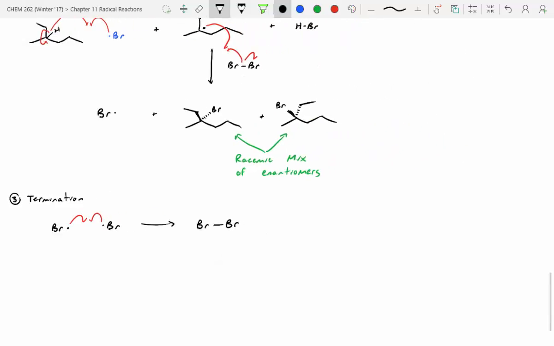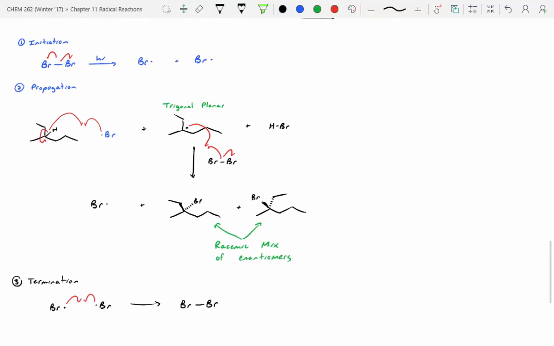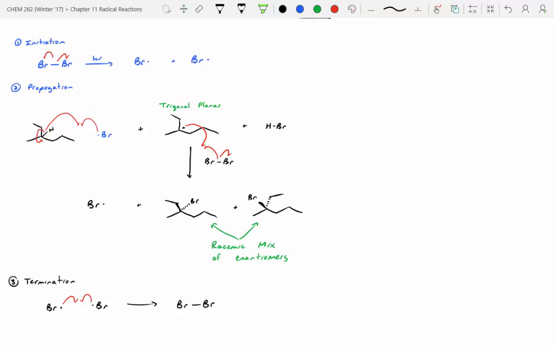So really, it's important to remember that if you're forming a new stereocenter, you need to consider the fact that you might be forming some stereoisomers out of it. All right, tomorrow when we come in, we'll do some more practice, and then we'll talk a bit about allylic halogenation.